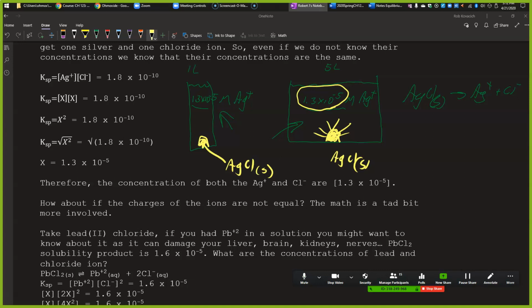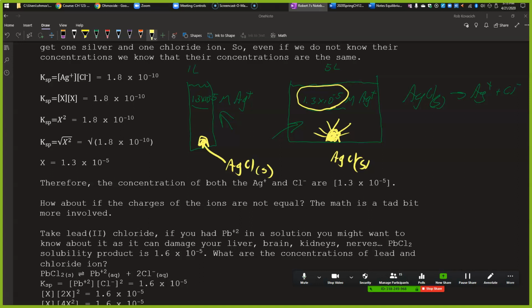Okay, but why does it only go to that specific number? Because that's the Ksp for silver chloride at that temperature. Okay, but why? Because nature says so? Why is your last name Rutherford? Because it is. I don't know. Because that's the way silver chloride separates in water. That's its proportionality.